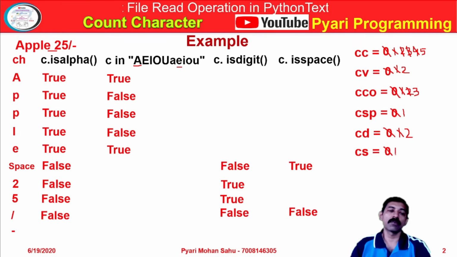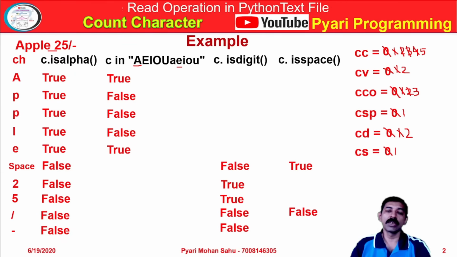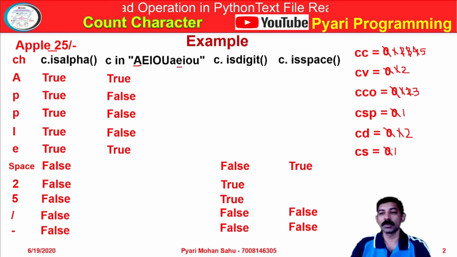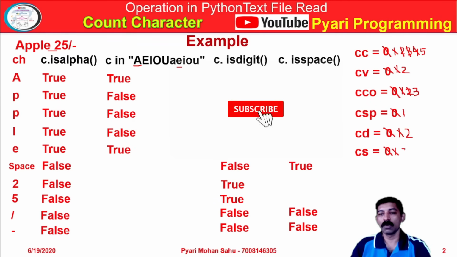Now again I will extract one more character, hyphen. Is it a letter? False. Is it a digit? False. Is it a space? False. If all are false, then obviously it is a special character. I will increase the special counter by 1.